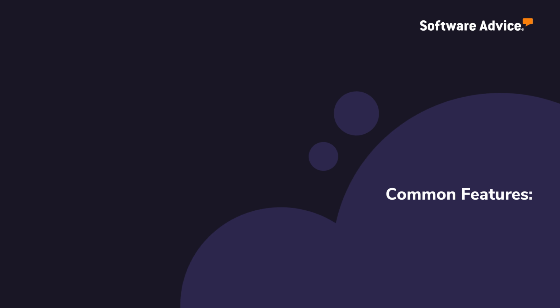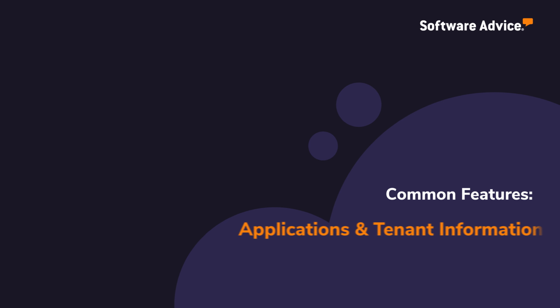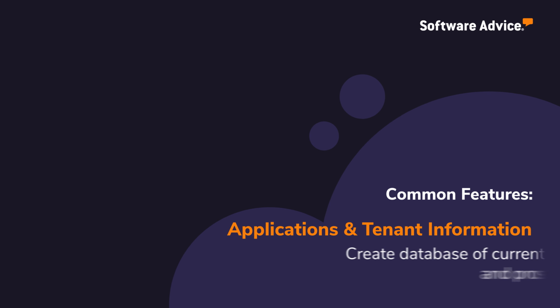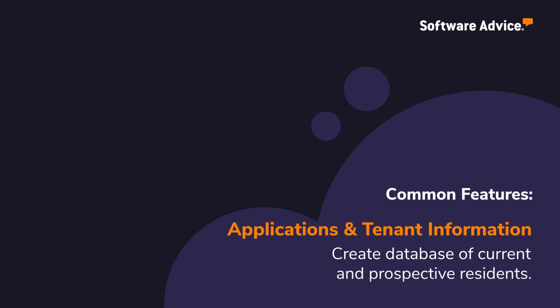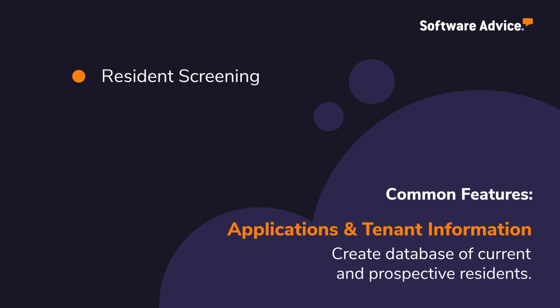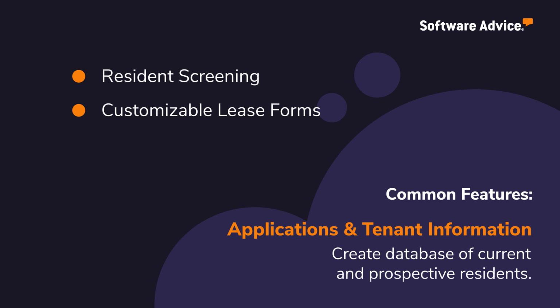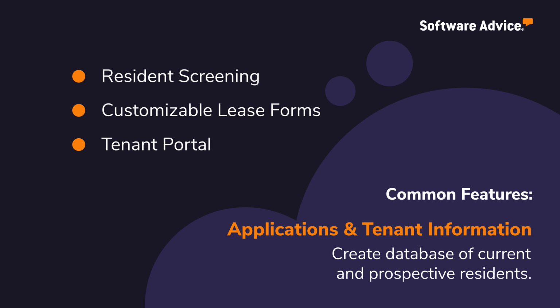Common features of rental property management software include application and tenant information, stored in a single database covering current residents and applicants, with screening tools to check credit and rental history, customizable lease forms to standardize the leasing process, and a tenant portal for online rent payments and maintenance requests.